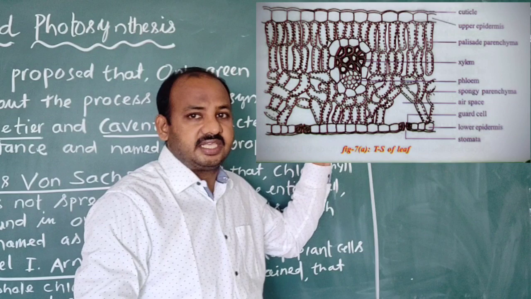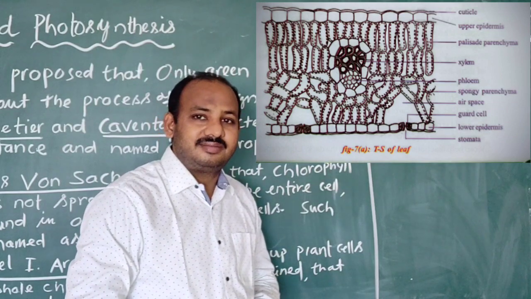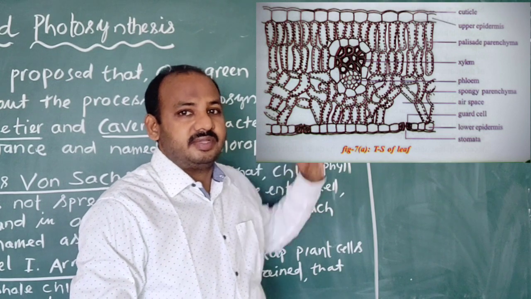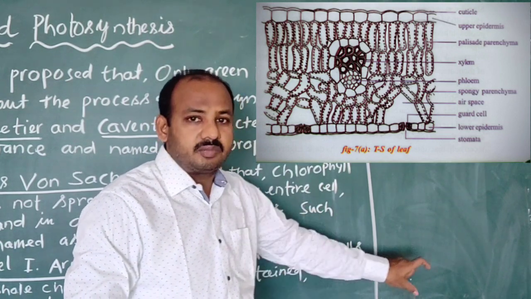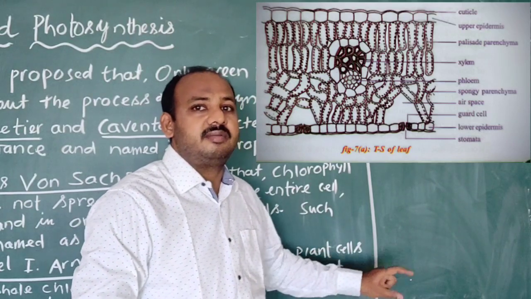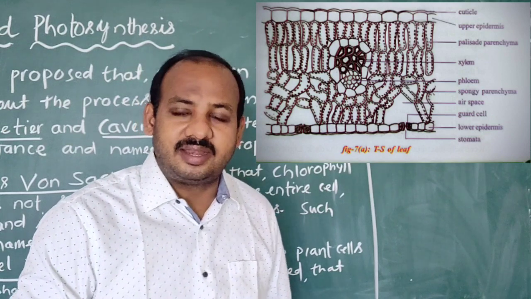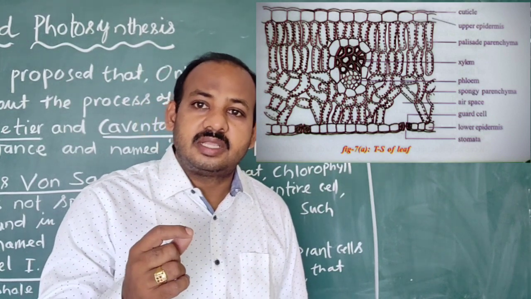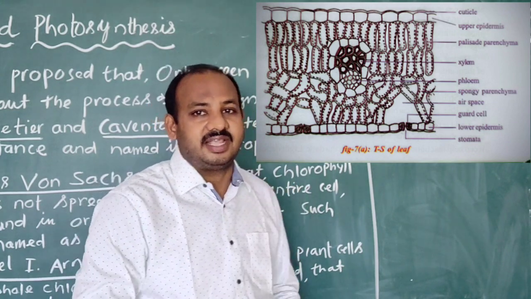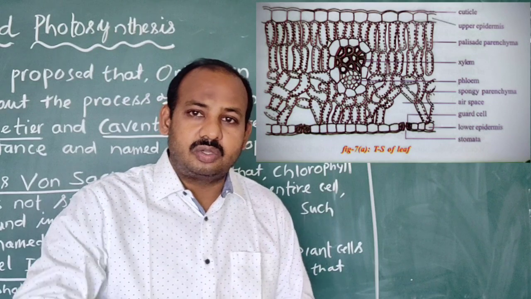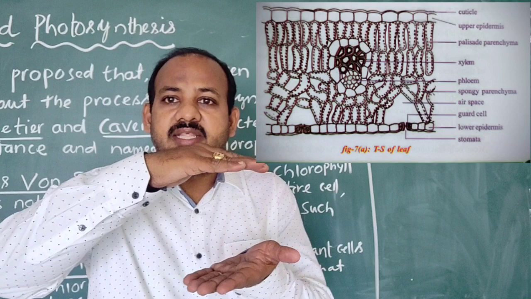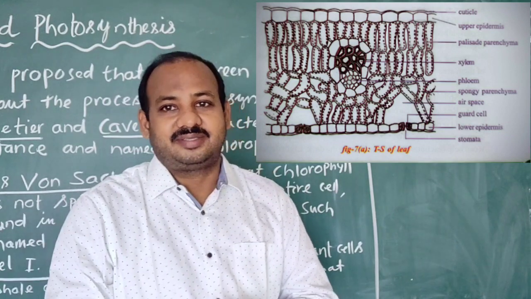At the top, you can see there is a layer called the cuticle, and below the cuticle there is an upper epidermis, and at the bottom you can see there is a cuticle again and a lower epidermis. They are the dermal cells. Already you know, children, the dermal cells help in giving protection to the innermost layer of the plant cells. So in the leaf also there is a cuticle, and below the cuticle there is an upper epidermis and a lower epidermis.